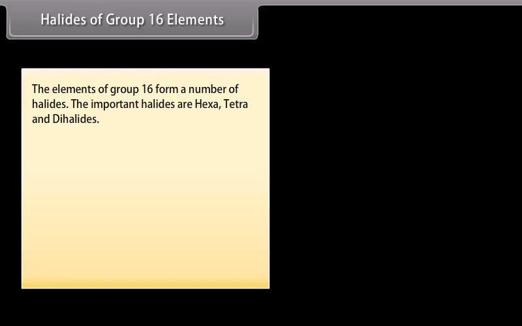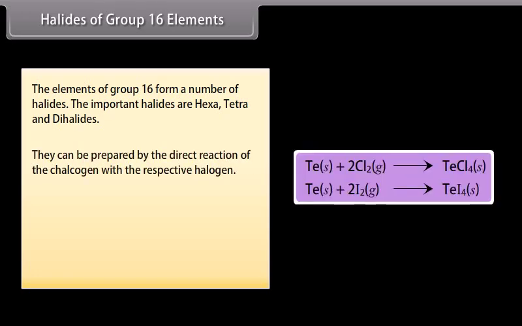Halides of group 16 elements. The elements of group 16 form a number of halides. The important halides are hexa, tetra, and dihalides. They can be prepared by the direct reaction of the chalcogen with the respective halogen.